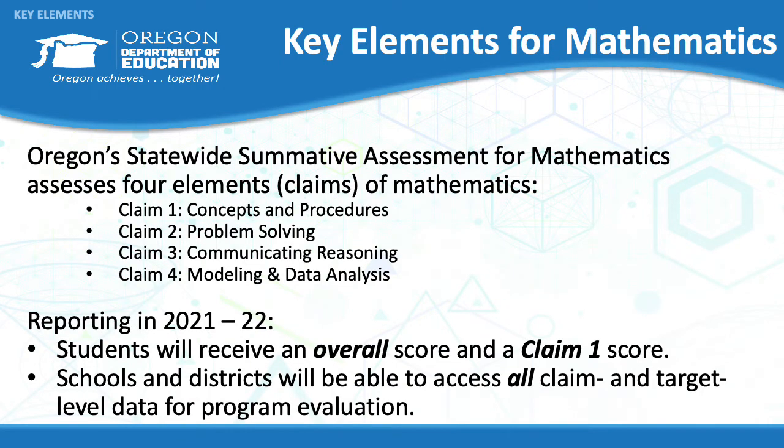The Oregon Statewide Summative Assessment in Mathematics is created around a blueprint that combines 4 claims into one test. Claim 1 is Concepts and Procedures, Claim 2 is Problem Solving, Claim 3 is Communicating Reasoning, and Claim 4 combines modeling and data analysis. Please note again that the performance task has been added back to the statewide summative assessment in math this year. In 2021-22, students will receive an overall composite score and a Claim 1 score. Schools and districts will still have access to claim and target level data for program evaluation and instructional planning. And as with ELA, please check the Oregon Accessibility Manual for specific allowable supports.